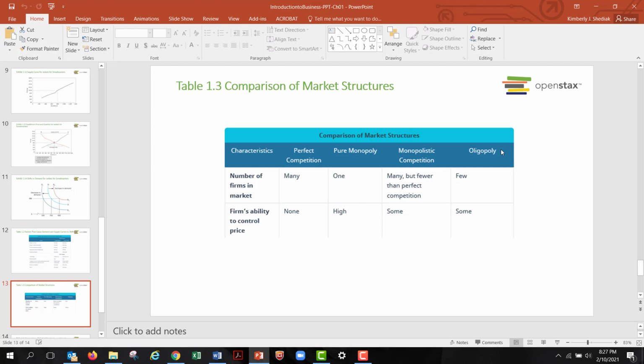An example of this would be the airline industry. Sure, there are different airlines, but there really aren't too many, right? There have been a lot of mergers and acquisitions, and you don't really have a whole lot of choices in that space. And also cell phones. If you think about the cell phone providers out there, there are a few major companies.